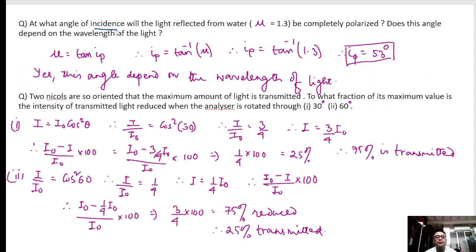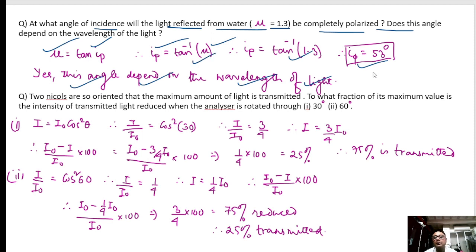At what angle of incidence IP is light reflected from water, with a given refractive index, completely plane polarized? That means we will use mu equal to tan IP. IP will be this, so this is the angle of polarization. This angle depends on the wavelength of light, because mu depends on IP, and refractive index is inversely proportional to the wavelength. So IP will also depend on the wavelength.